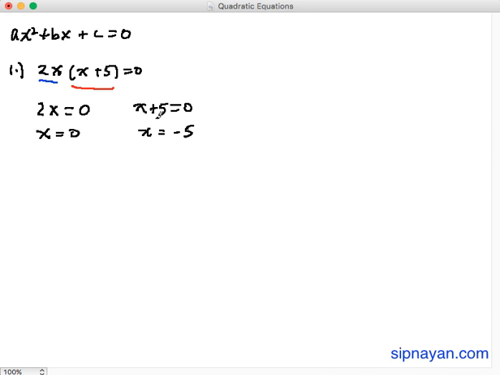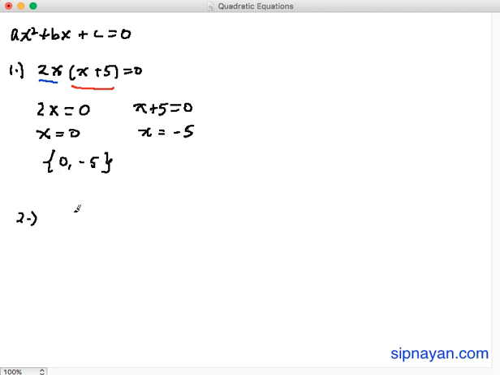Ibig sabihin, ang ating solution set ay 0, negative 5. So, usually, ang solution set natin ay yun yung solution ng ating quadratic equation at nilalagay natin siya dito sa ganitong klase ng notation, set notation. Okay, so pwede nyo i-check. Pag ang x natin ay 0, 2 times 0 equals 0. At pag x natin ay negative 5, negative 5 plus 5 is also equal to 0. Okay?